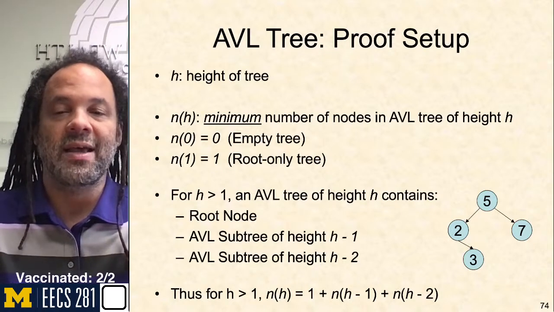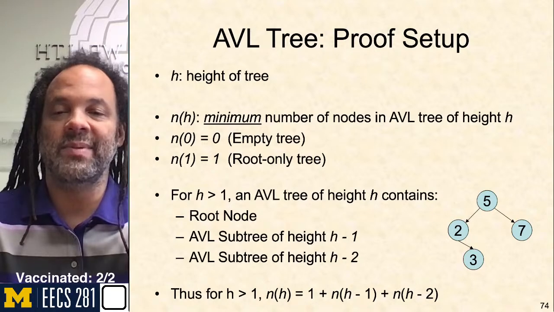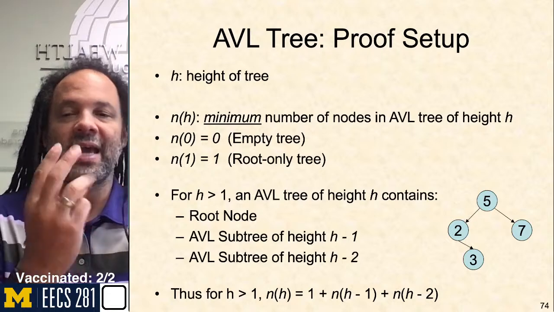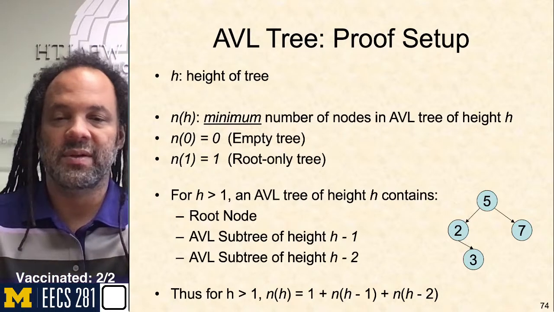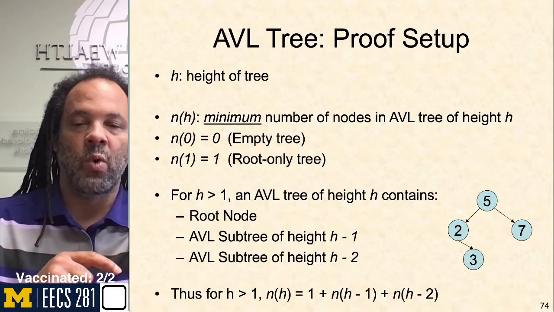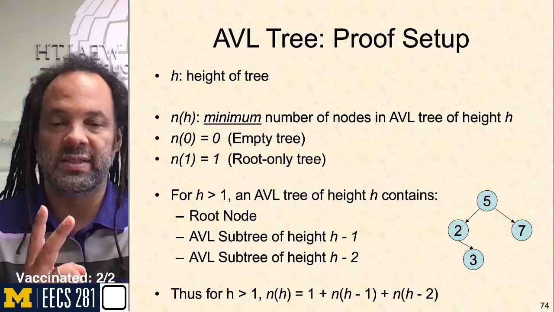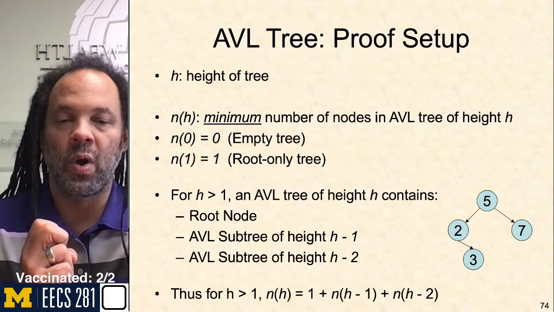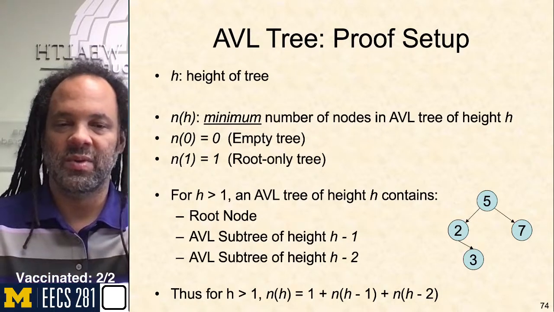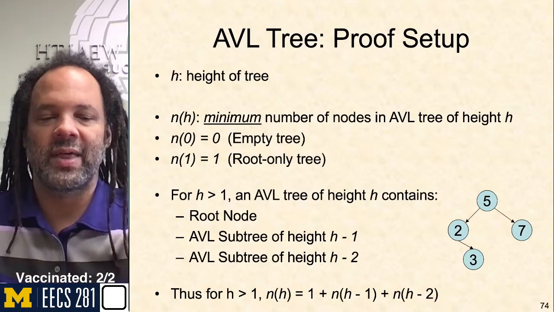So you can see that for any given height, I can say that the total number of nodes has to be made up of the root, the short side, be it left or right, and the tall side, be it right or left. So here I say that for any height greater than 1, n of h looks like 1, the root, plus the number of items in the tall side, n of h minus 1, and the number of items in the short side, n of h minus 2. Those are the things that make up the total number of nodes. Great. Let's see where that takes us.